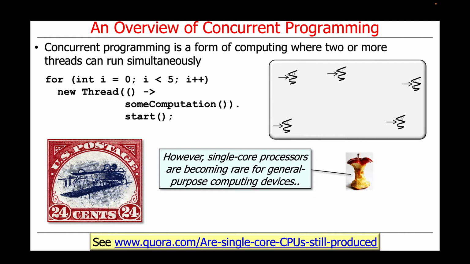So most likely today you have at least a quad core processor, if not more, on your laptop. You probably have a quad core processor on your mobile phone, and that's just par for the course. Single core processors are now becoming as rare as upside down airplane stamps were back in the day.